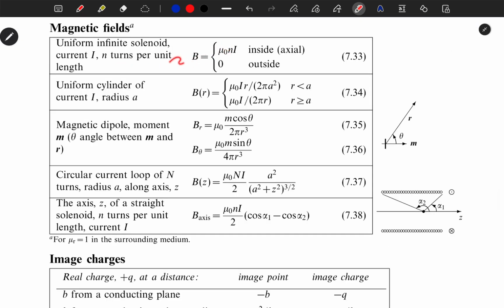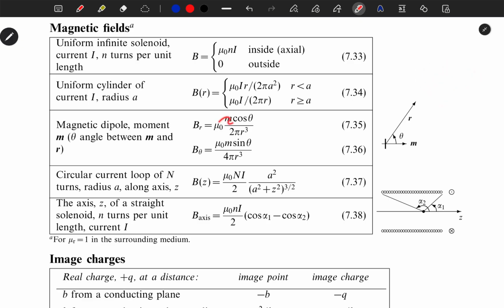Now magnetic fields. For a solenoid of n turns with current I, B equals mu 0 n I inside, and outside we will have 0. For a cylinder with current I at radius a, we have mu 0 I r by 2 pi a square whenever r is inside a, or outside, mu 0 I by 2 pi r. It increases with r inside, going as r, but outside it goes like 1 by r. This is r equal to a.